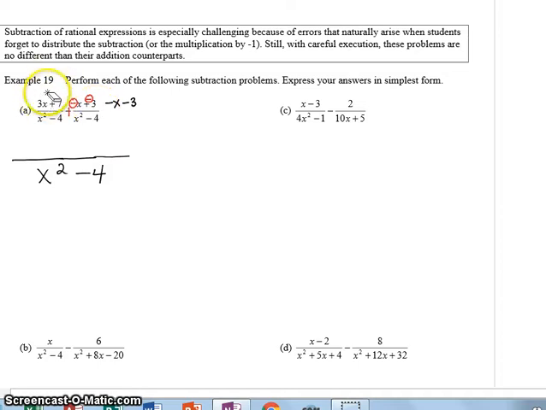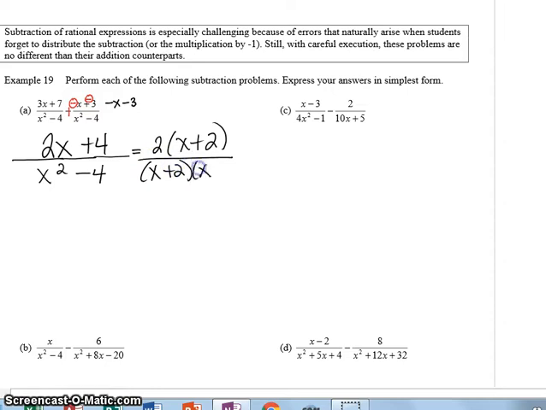Now, to combine like terms, I have 3x minus x, which is 2x. And then I have 7 take away 3, which is plus 4. Last step is to reduce. So I can GCF the top. So that's 2 times x plus 2. And then I DPS the bottom. And it's x plus 2 times x minus 2. Okay? Exact matches. I'm left with 2 all over x minus 2.